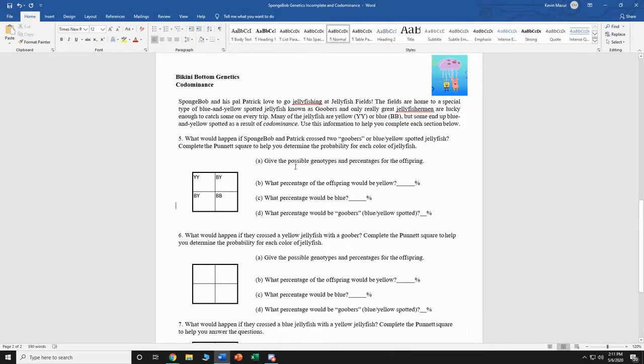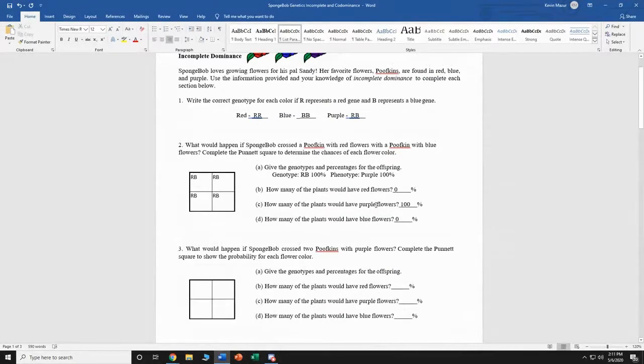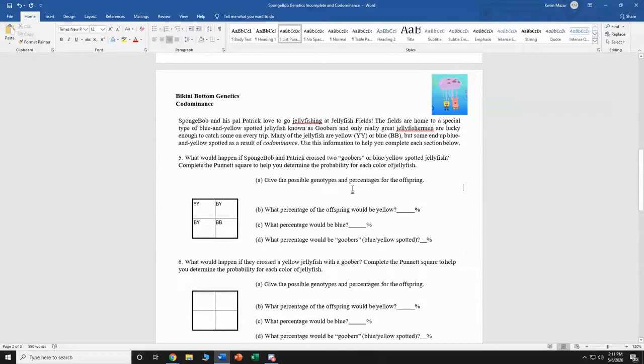All right. So it gives the box possible genotypes and percentages for the offspring. Did I screw the previous question up? Oh, I didn't even need to do the phenotypes. Sorry about that. I was reading too fast. All right. So possible genotypes.